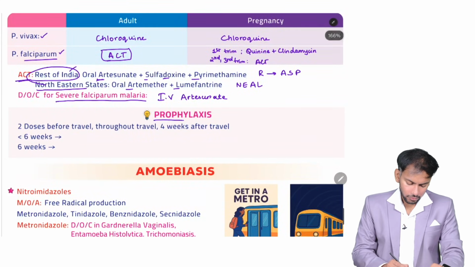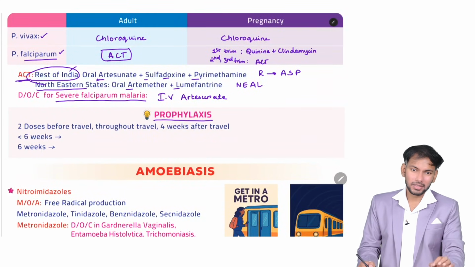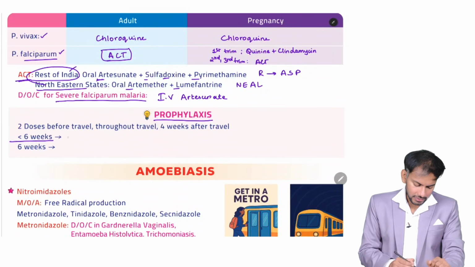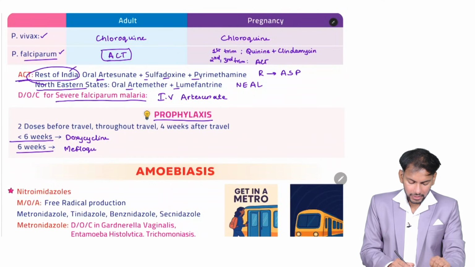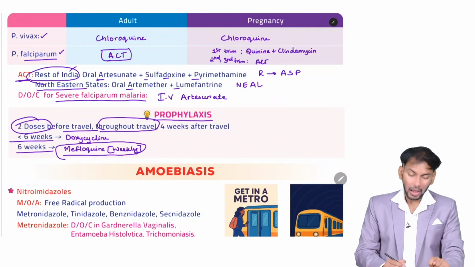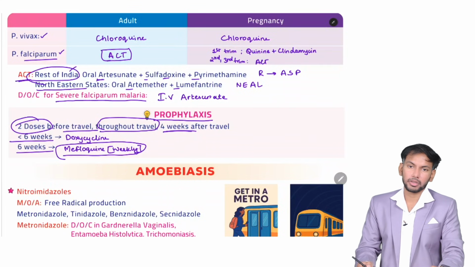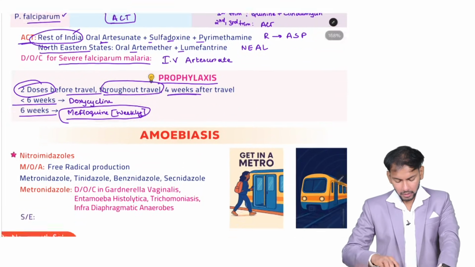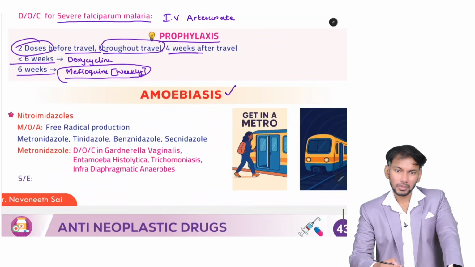So for prophylaxis, what should you do? If the person is traveling for less than 6 weeks, you should give doxycycline. If the person is traveling for 6 weeks or more, you should give mefloquine. Why? Doxycycline has to be given daily, mefloquine can be given weekly. That is the reason why for long-term travel we use mefloquine. Now, how do you give this? Before the travel, you have to give at least 2 doses and continue throughout the travel. After coming back also, you should treat them for 4 weeks. That's all about malaria.